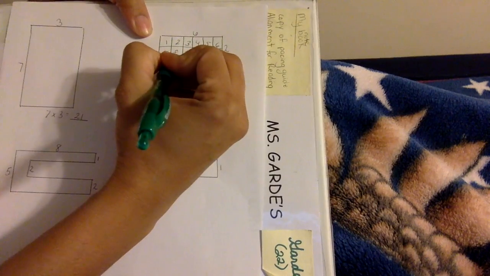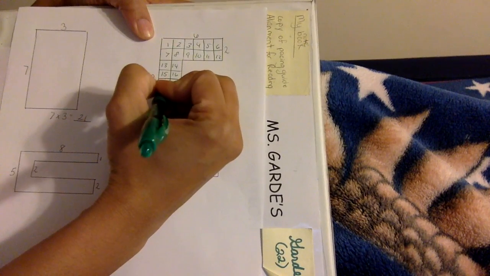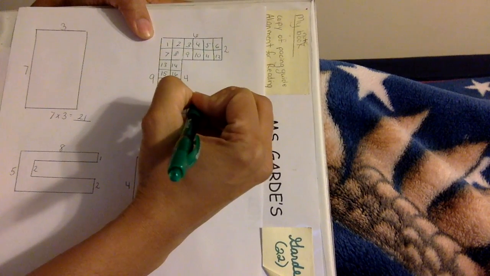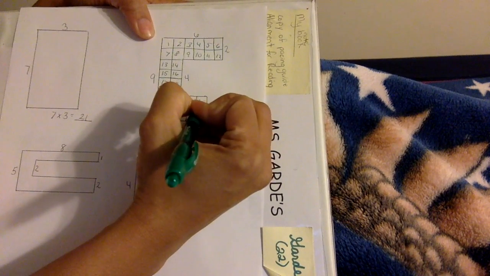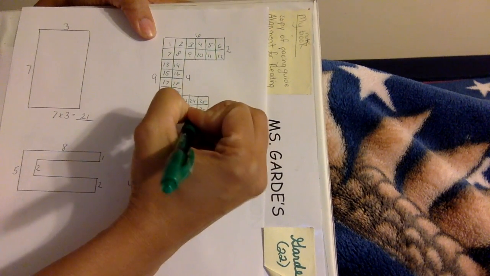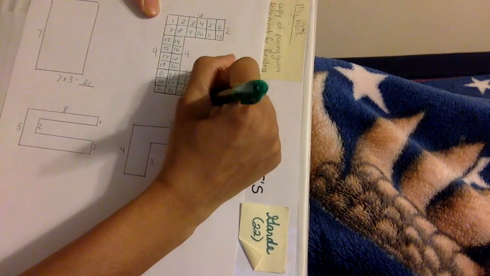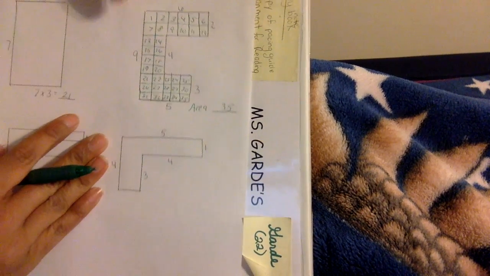This does take some time, but this is the easiest way and guaranteed that they'll be able to answer this question correctly of what is the area. So I know I did this kind of fast, but hopefully if I didn't skip any numbers, the area of this shape would be 35. So there we go. That's one of the problems on how you solve it.